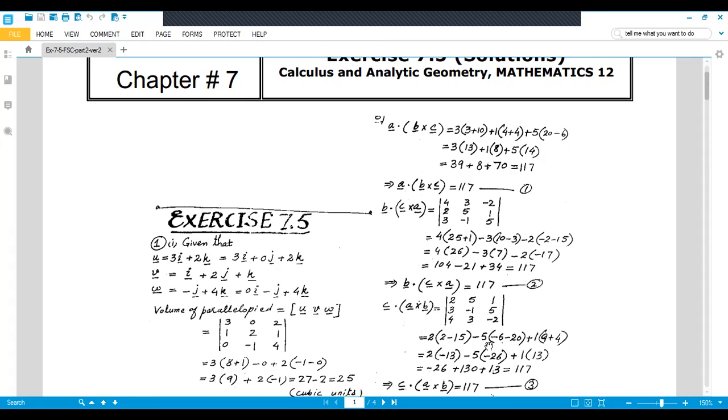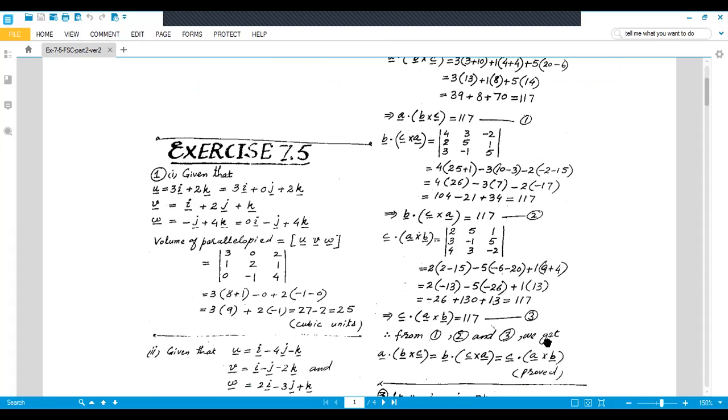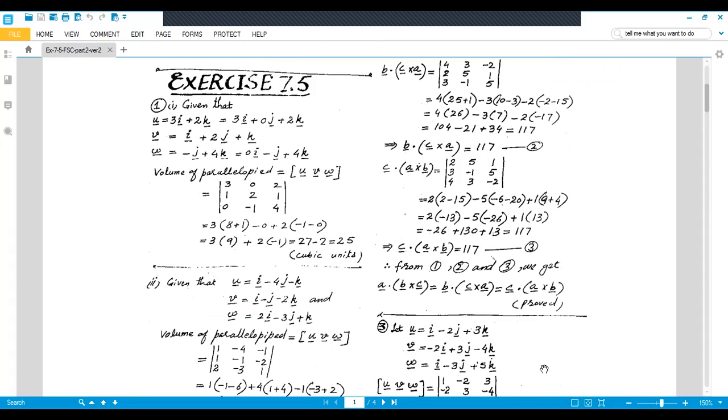You can check that all three results are the same. So it means that A dot B cross C is equal to B dot C cross A is equal to C dot A cross B. So we proved that. Come to question number 3.